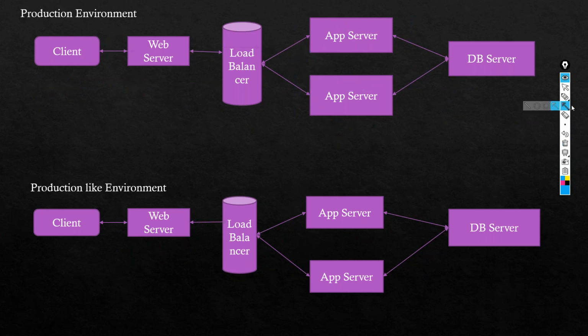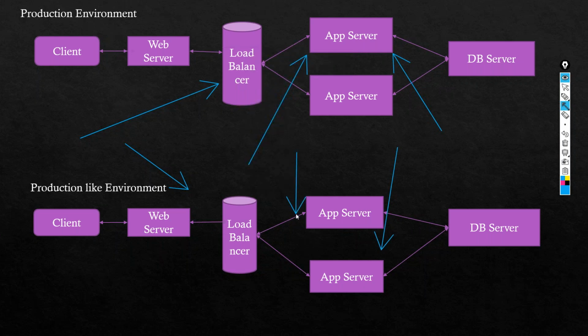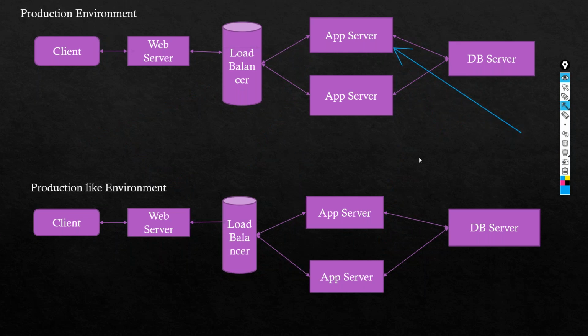Now, whatever the architecture that is there in the production, it should be same in the performance testing environment also. For example, in the production we have 2 app servers. In performance testing environment also we should have 2 app servers. If you have 2 here, we cannot have 1 there. And if you have 1 in production, and in performance testing environment you have 2, then that is also incorrect. So there is a risk involved in that case.